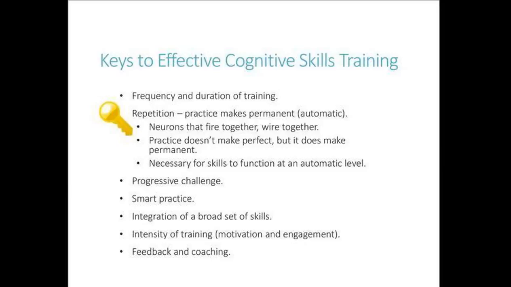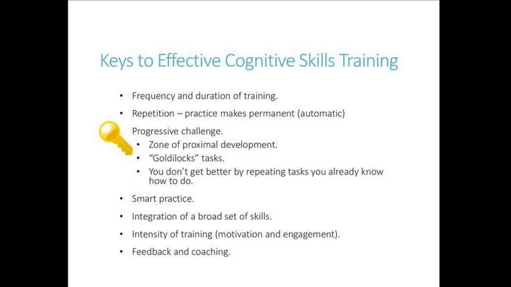The third key is progressive challenge. So if you practice something that you already know how to do and you're not challenging yourself, you're not really going to get any better at it. We talk about the zone of proximal development, so we have to be reaching a little bit beyond what we can currently do to be able to expand and improve the skills that we're working on. Sometimes these are called Goldilocks tasks. They're not too hard, they're not too easy, they're just right. Just like the 3 bears' porridge when Goldilocks went to visit them in the forest.